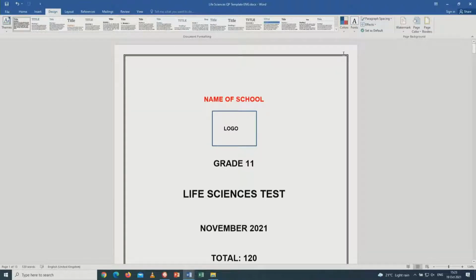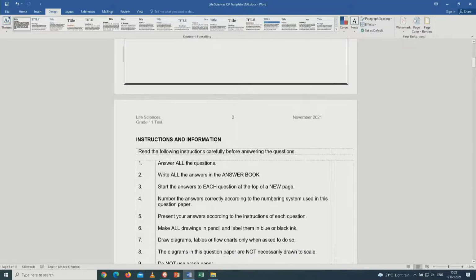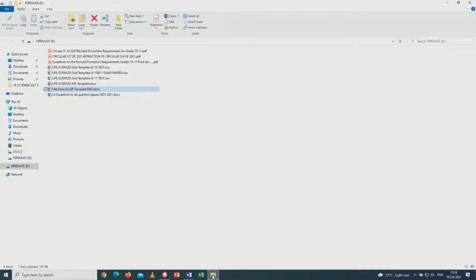You can even change the type of border, a double line, or a thicker and a thinner line, or a thin line, as you wish. Then, let me go to the headers and the footers. If you're going to use these templates that we're going to send to you, the headers are already in there. And as I said, there will be 3 templates. One for the test, grade 11. One for the grade 10.